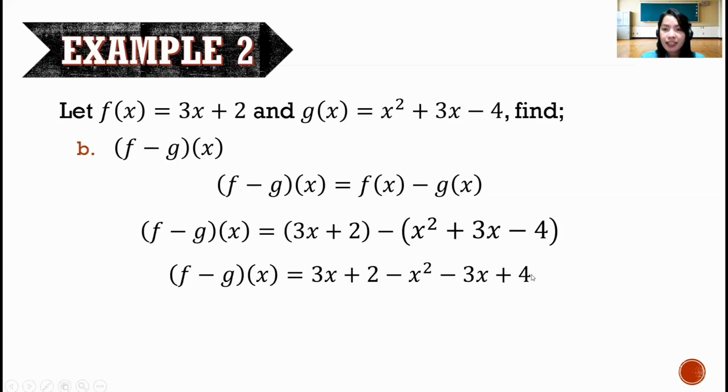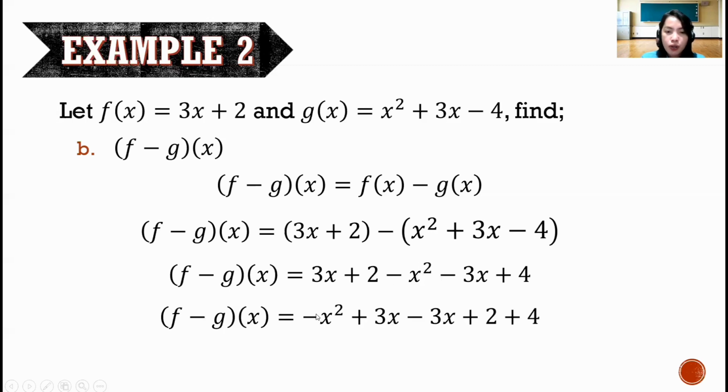Next is to rearrange the terms. Yung may pinakamataas na exponent ay nasa pinakaunahan. In this case, ang may pinakamataas na exponent, that is negative x squared. Yung 2 as the exponent ang mataas. So, negative x squared followed by 3x and then another minus 3x. And then the terms which have no variables, we have 2 plus 4.